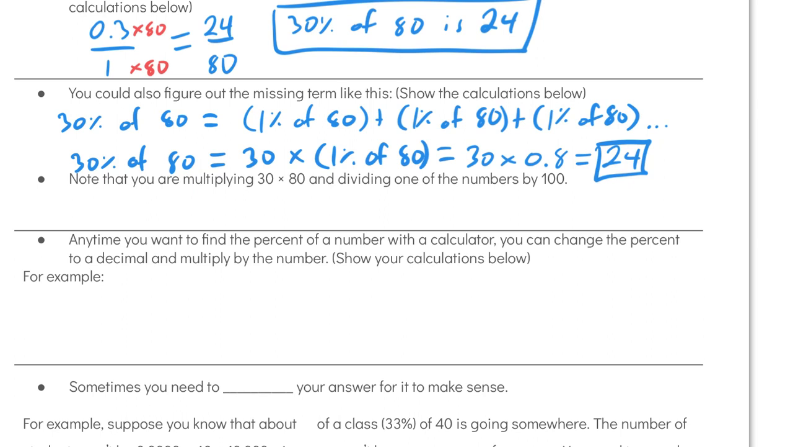Anytime you want to find the percent of a number with a calculator, you can change the percent to a decimal and multiply by the number. So, for example, let's do 30% of 80 again. I can change my 30%. We know that in its decimal form, we just need to move that decimal over 2 spots to the left, and we end up with 0.3. The of becomes a multiplication sign. Of means multiply in math, and we just put that there. So 0.3 times 80 will give us 24. And there's our answer.